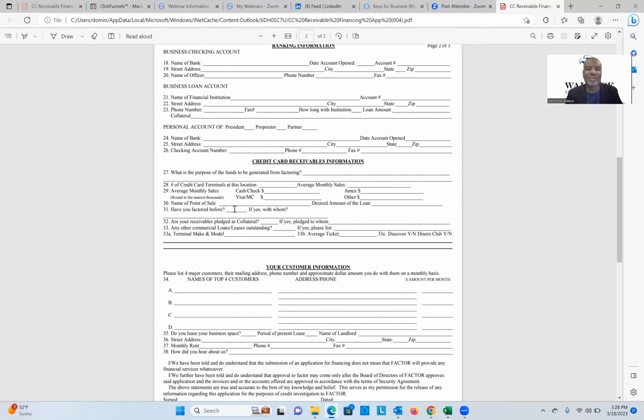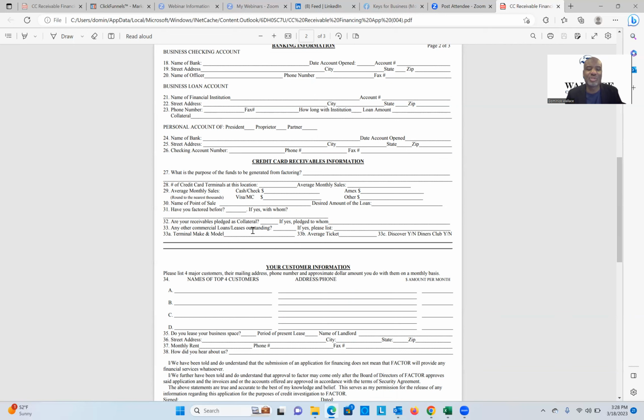Have you ever factored or financed before? If you have in the past, with whom? Are you pledging any receivables as collateral? That could be like credit card receivables or anything like that. If yes, who is that? Or if you have a factor company.